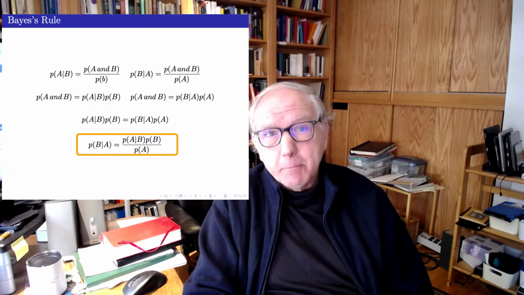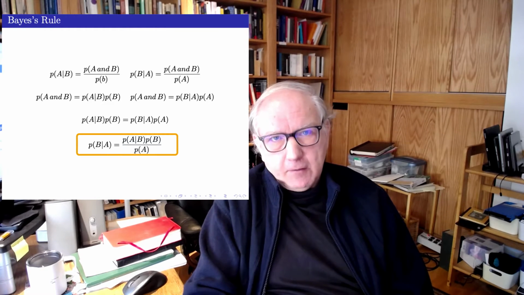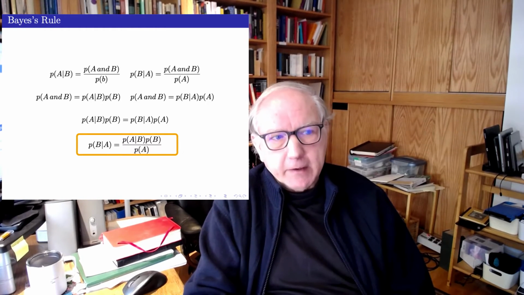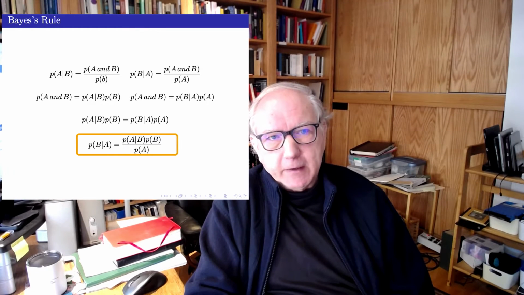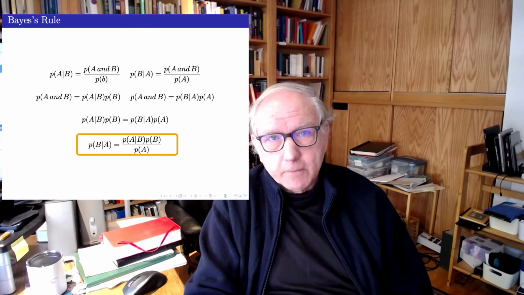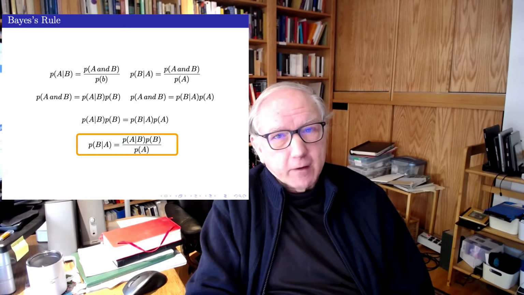So we've got the probability of B given A is the reverse conditioned probability of A given B times the probability of B divided by the probability of A. And we're done. Okay? That's Bayes' rule. It's where it comes from. It's just a very simple algebraic manipulation of the definition of conditional probability. Okay, turn to the next slide.